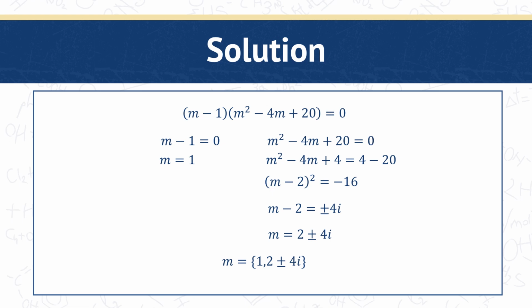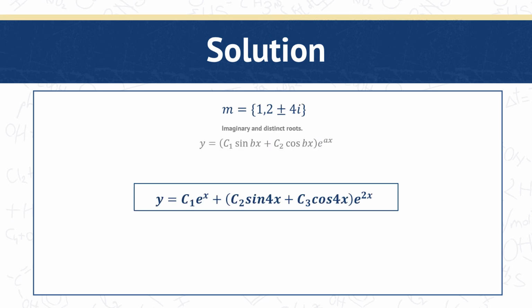Now for m squared minus 4m plus 20, it's not as easy to determine the roots associated with this factor. So I transposed the constant 20 to the other side of the equation, and then I performed completing the square by adding 4 to both sides of the equation. So this gives us the quantity m minus 2 squared equals negative 16. And then isolating m on one side of the equation, we get m equals 2 plus or minus 4i as our other roots.